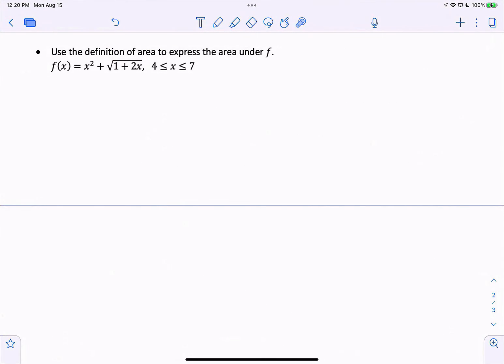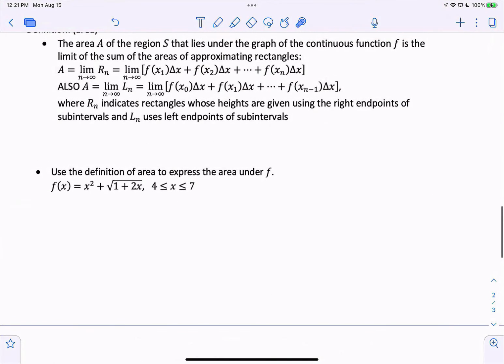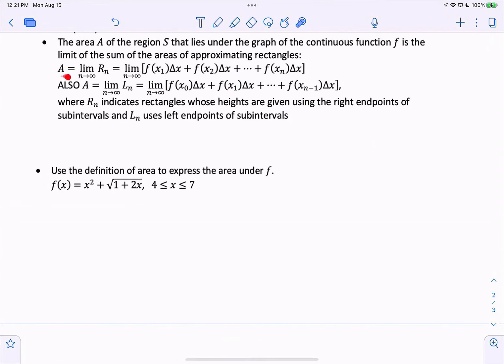Now we're going to see how we can use the definition of area to express the area under a curve f. In this case, f of x is equal to x squared plus the square root of 1 plus 2x, where x is going to go from 4 to 7. Now, the area is a limit as n goes to infinity of function times delta x, right? So that's height times width.